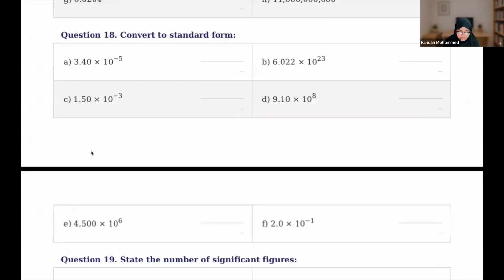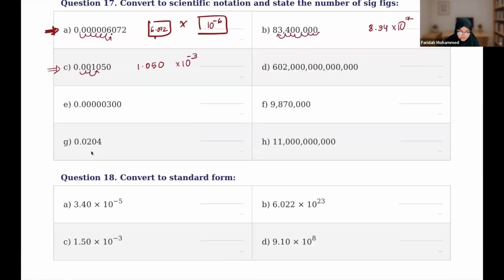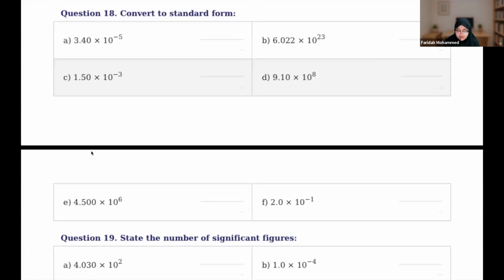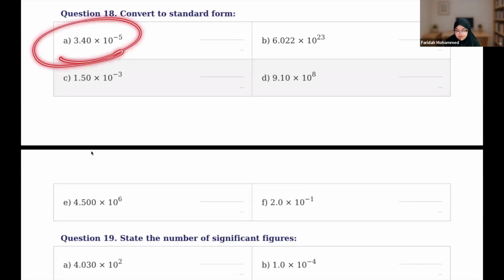No? Okay. Now it's the opposite way. You get a scientific notation and you need to make it a normal number. Go ahead, try it.